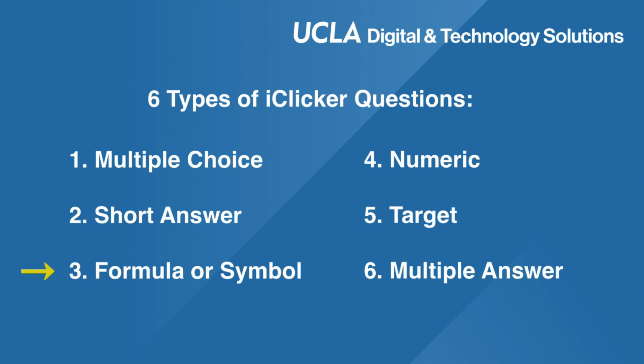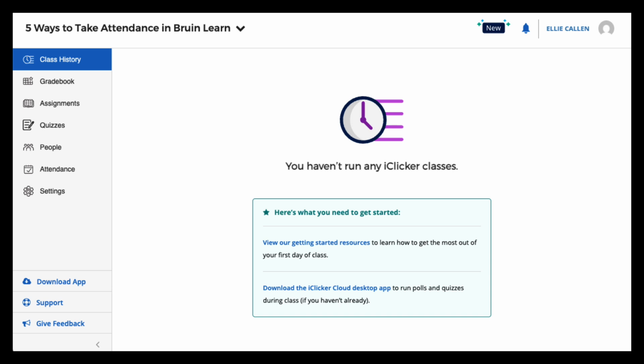Formula or symbol is similar to numeric and can be used for questions requiring numerical or formulaic responses. Target questions allow a user to provide a response by interacting directly with an image. When using the target question type, the functionality is limited. Users aren't able to zoom in or undo their selection, so we do not recommend using this option for high-stakes questions. And finally, multiple answer is the same as multiple choice, but students can choose more than one option as their answer.